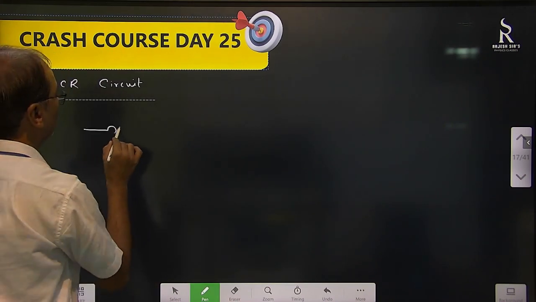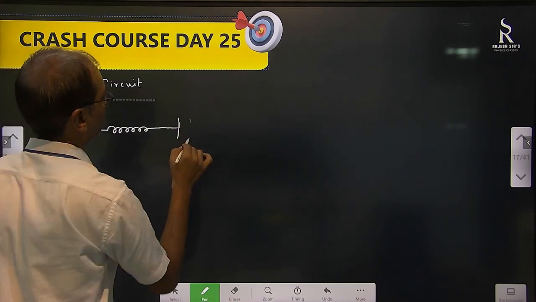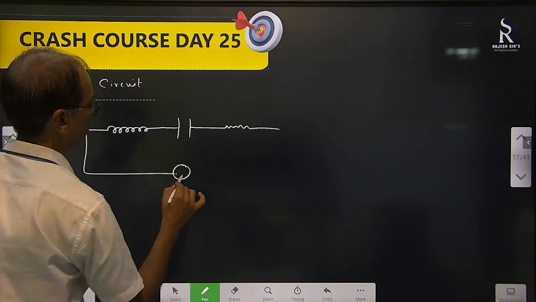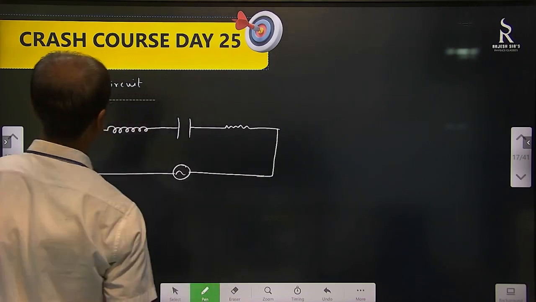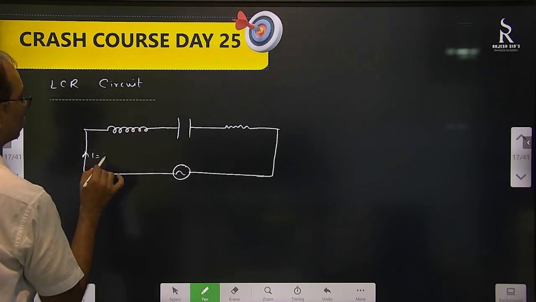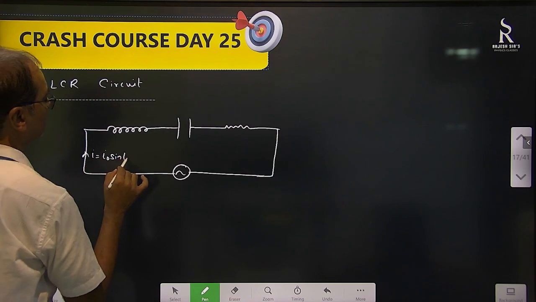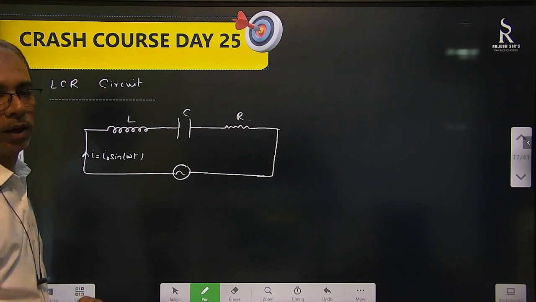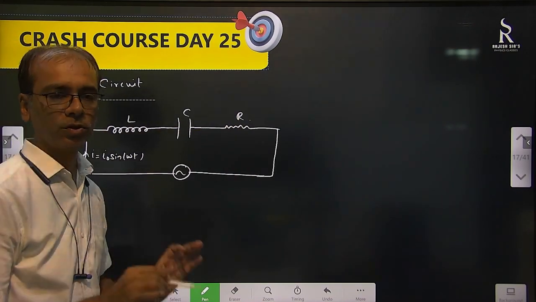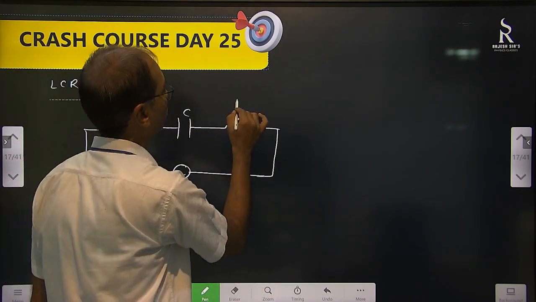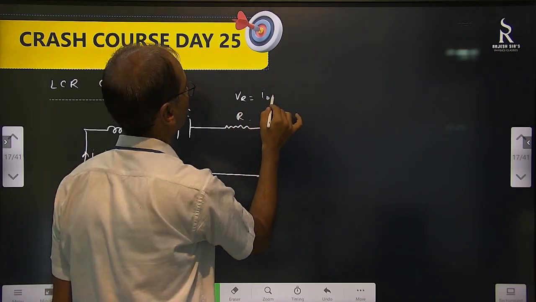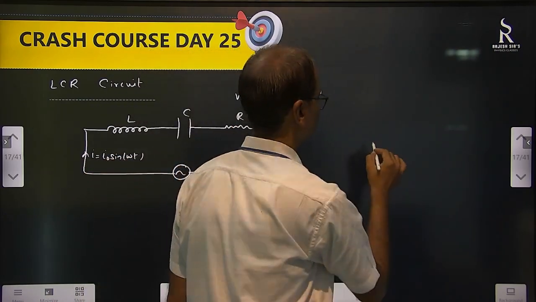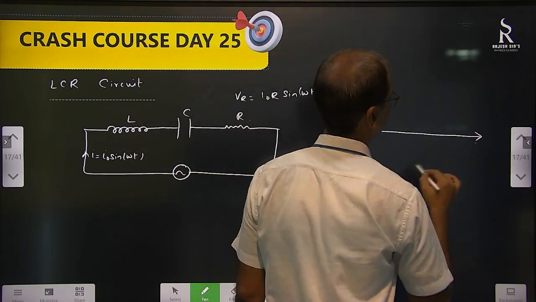So L, C and R. As usual, I is I naught sine omega t. This time we have to make VC, VL and VR all. VR we know doesn't create any problem at all, so it is I naught R sine omega t. We are going to make it horizontal along with I. So this is VR.